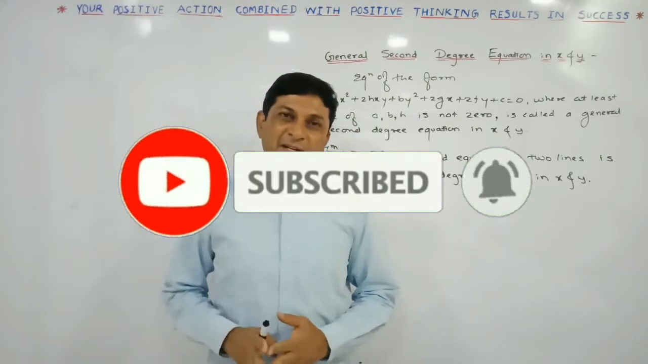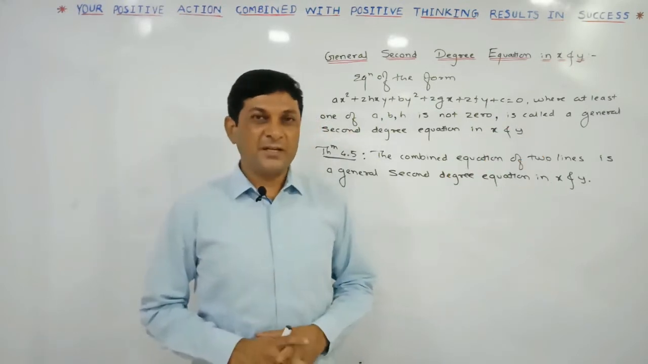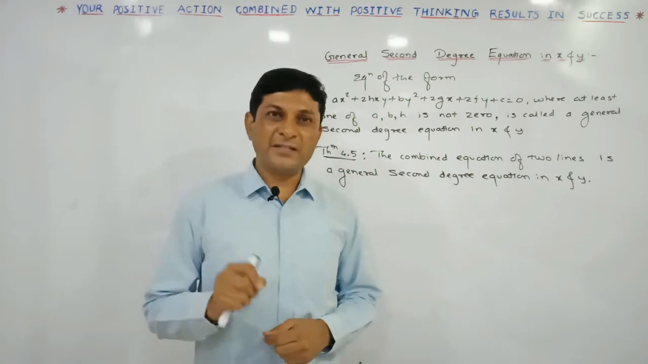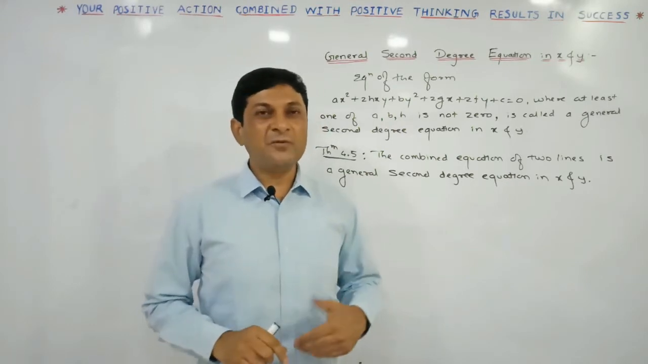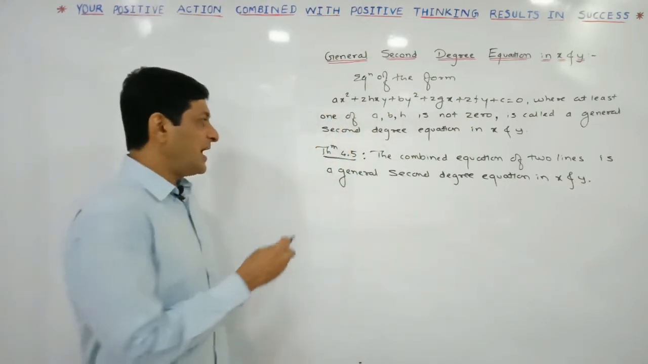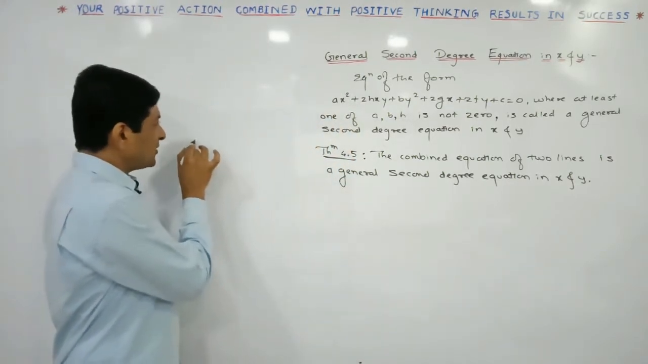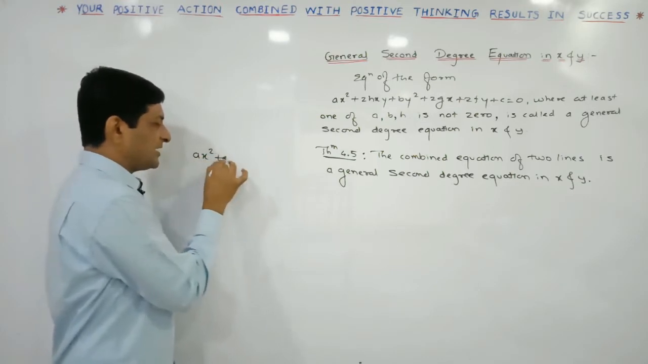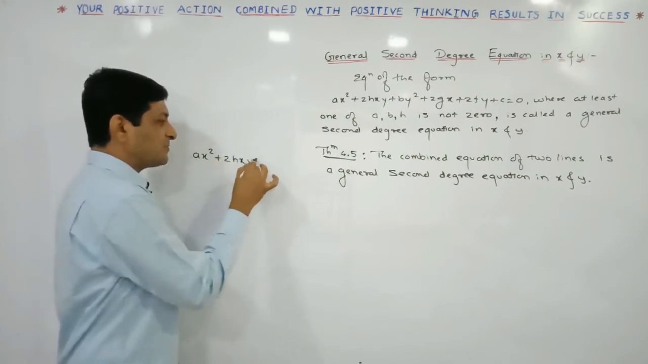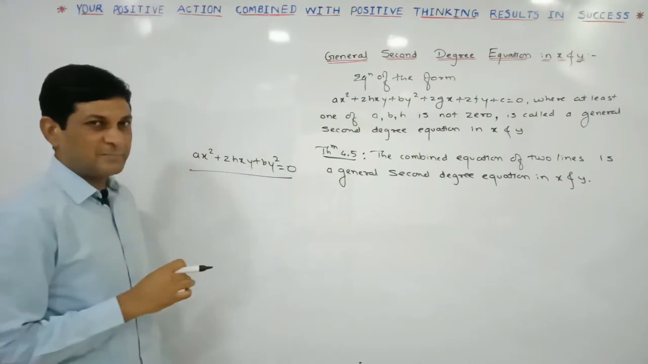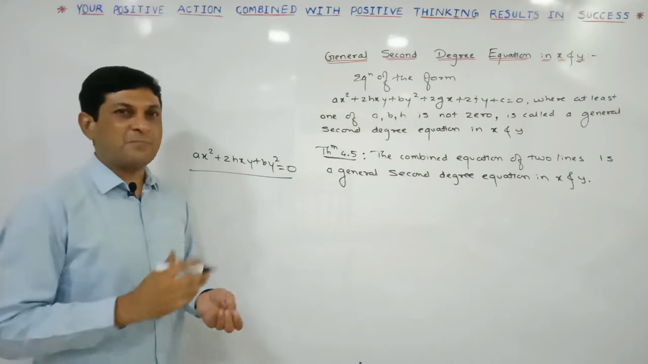So today we are starting the second part of this chapter. In the first part of the chapter we studied lines passing through the origin, and in one theorem we proved that if a pair of lines passes through the origin, their combined equation is a homogeneous equation. In standard form it can be written as ax square plus 2hxy plus by square is equal to 0.